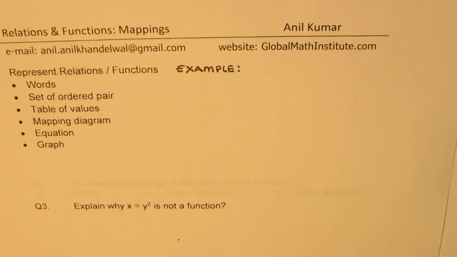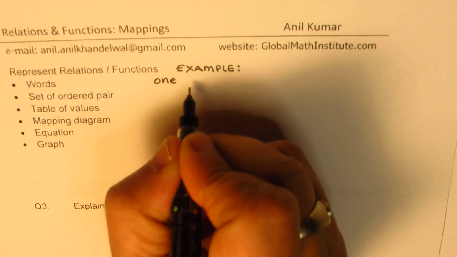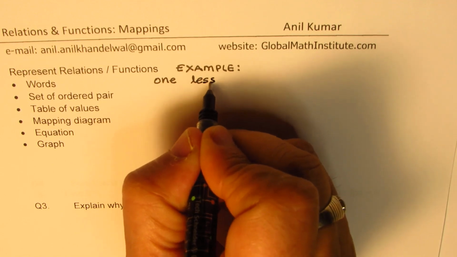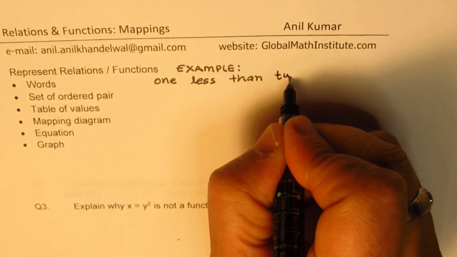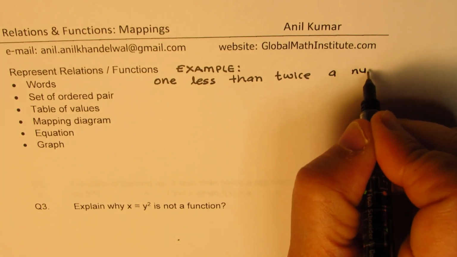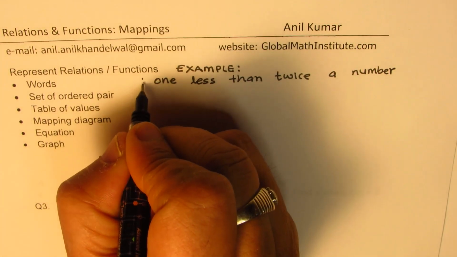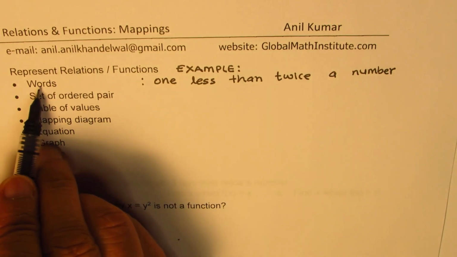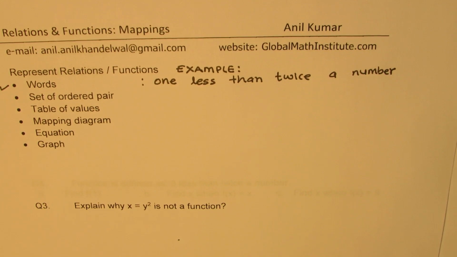Let me define a relation in words. Let it be 1 less than twice a number. So that is a relation in terms of words, right? So that is how we are describing a relation, 1 less than twice a number.